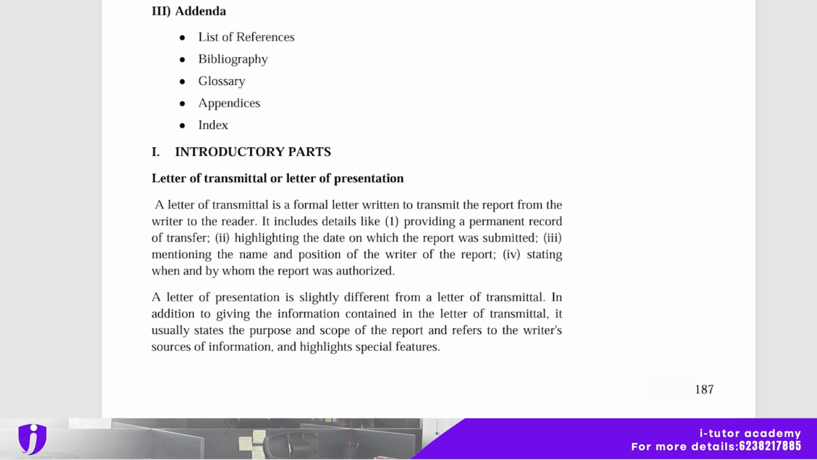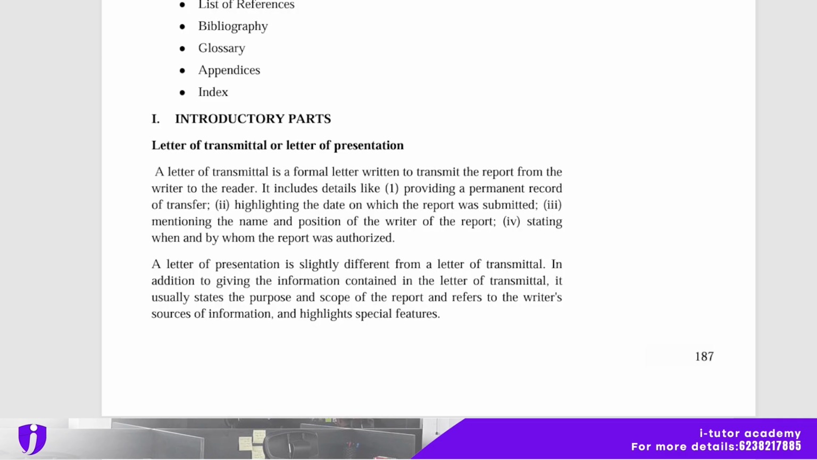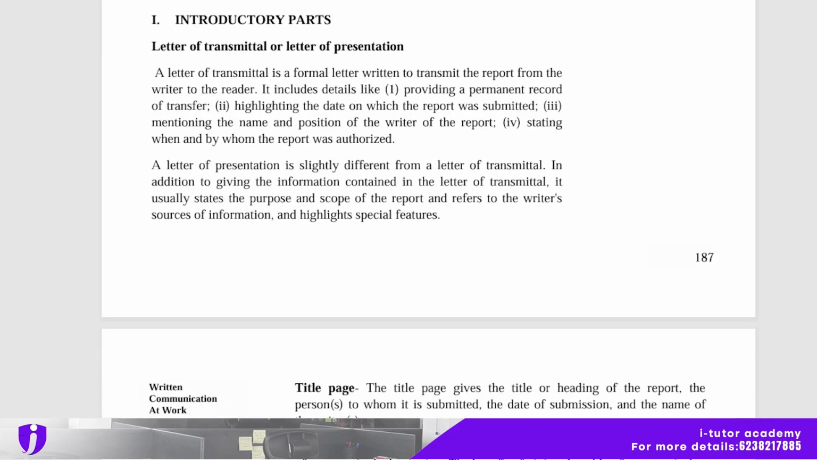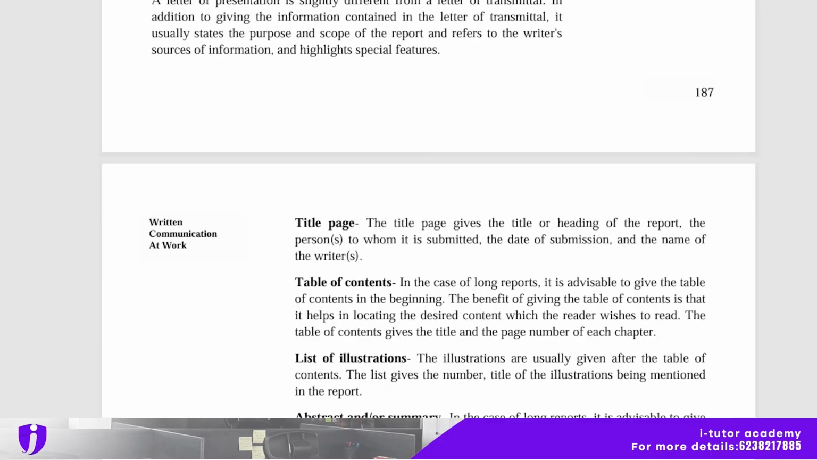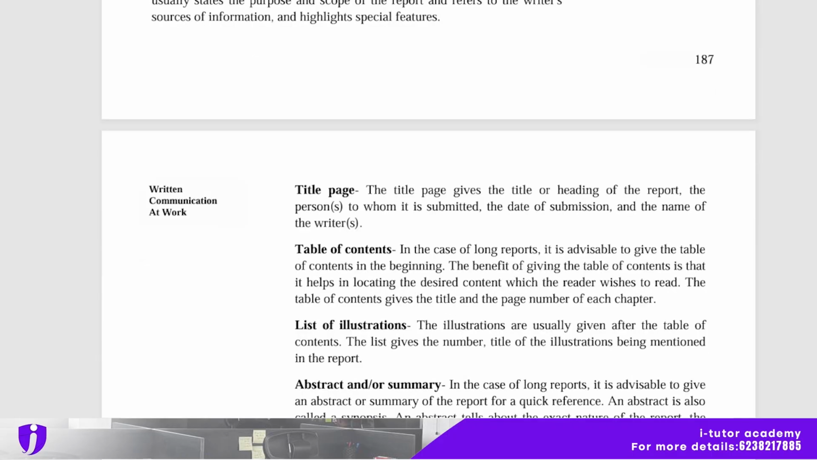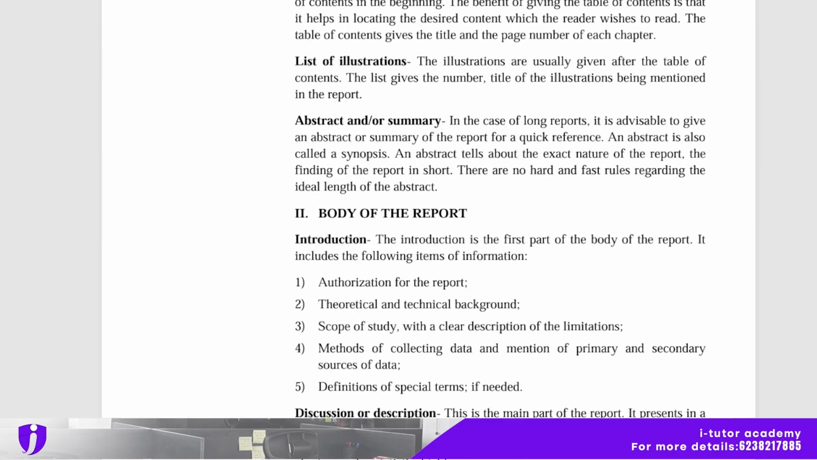In the introductory part, the letter of transmittal or letter of presentation. A letter of transmittal is a formal letter written to transmit the report from the writer to the reader. It includes details like providing a permanent record of transfer, highlighting the date on which the report was submitted, mentioning the name and position of the writer of the report, and stating when and by whom the report was authorized. There is the title page, table of contents, list of illustrations, and the summary or abstract.